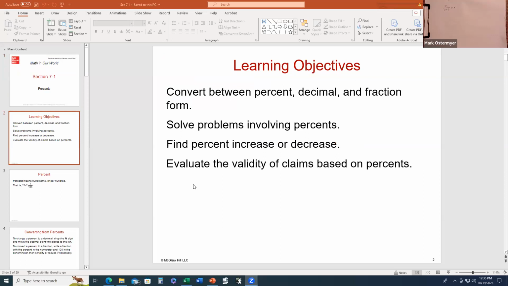All right, when we get done with this section, we will be able to navigate rather easily between a percent, decimal, and fraction. We'll be able to solve percent problems, word problems, be able to compute in percent increases and decreases, and evaluate the validity of claims based on percents.